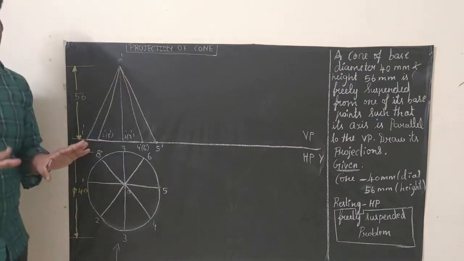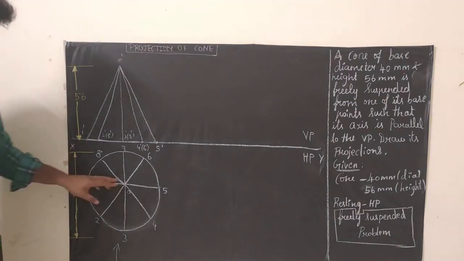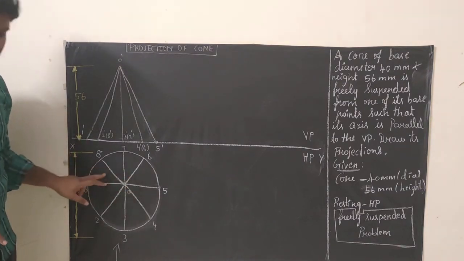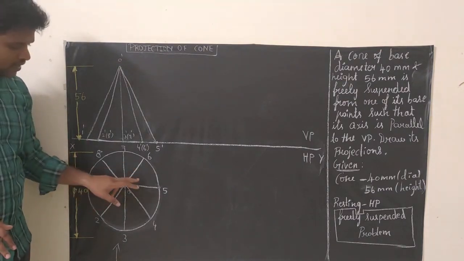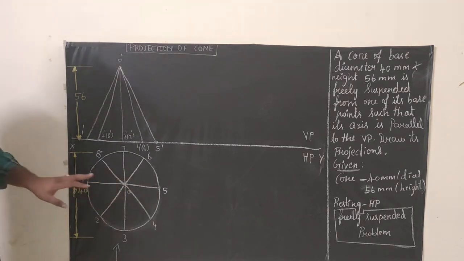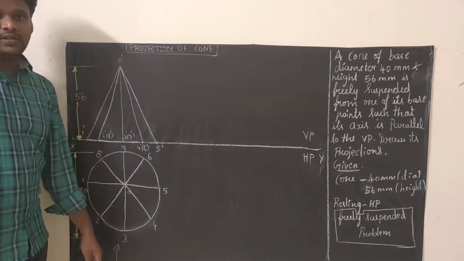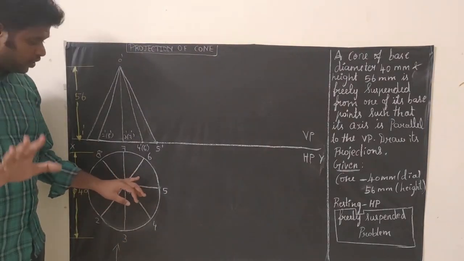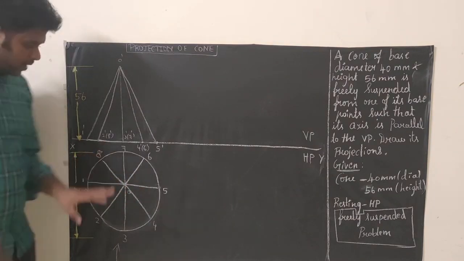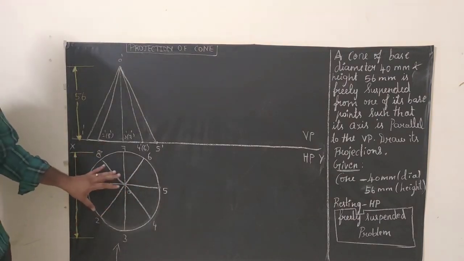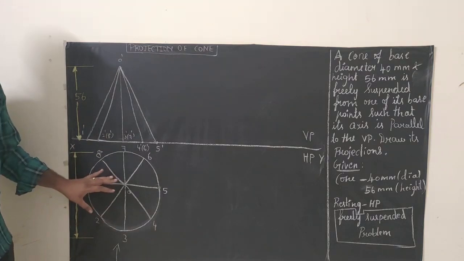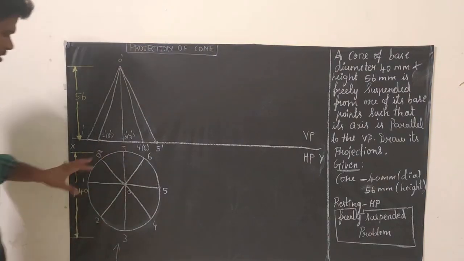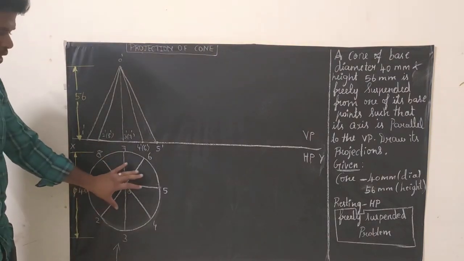Divide this circle into 8 equal parts. We know how to divide it: 45, 45, 45, 45, divide it equally. Each angle will be 45 degrees. So divide the circle into 8 equal parts. This is our top view. The top view will be the circle.